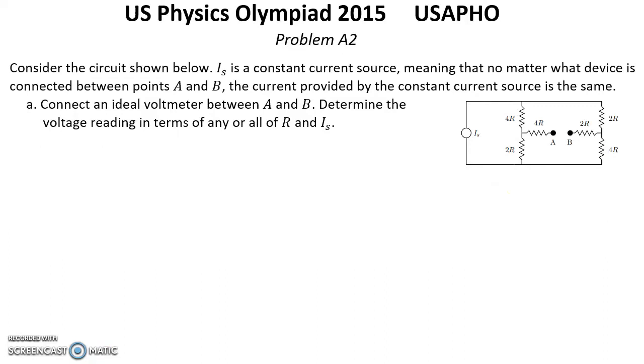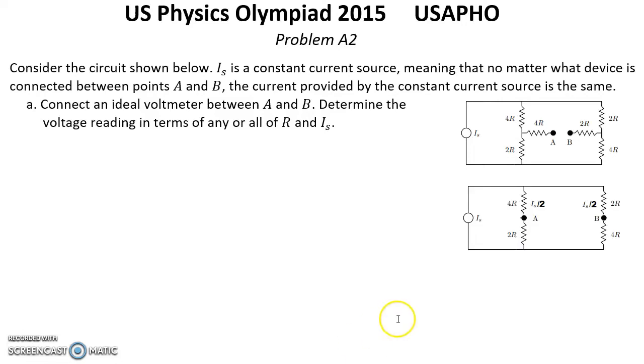Solution for question A. Using a voltmeter between points A and B is equivalent to using infinite resistance here. So we can replace this picture by an equivalent picture. And due to symmetry, we have the same current I_S over 2 through both branches. And now we can calculate the potential difference between A and B.